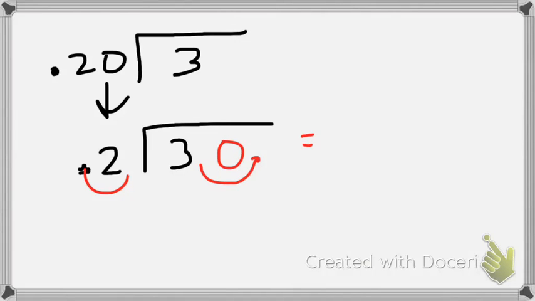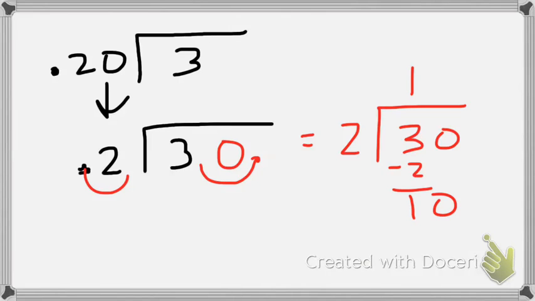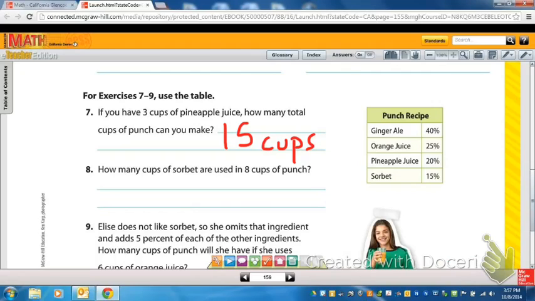So my problem is actually going to be 30 divided by 2. 2 into 3 goes 1 time. 2 into 10 goes 5 times. So my answer will be 15 cups. Number 8, how many cups of sorbet are used in 8 cups of punch? So again, we're going to change this to 0.15 and divide it by 0.15.